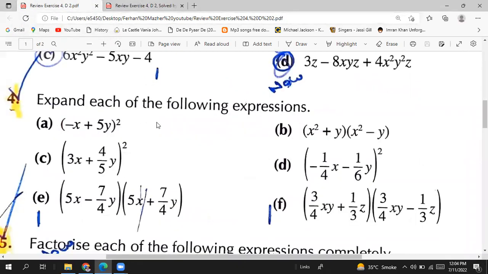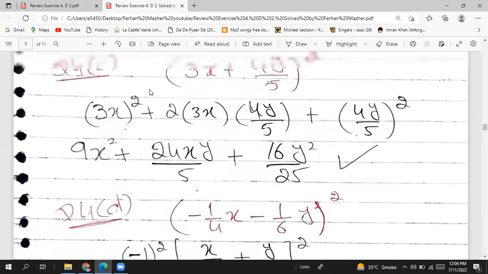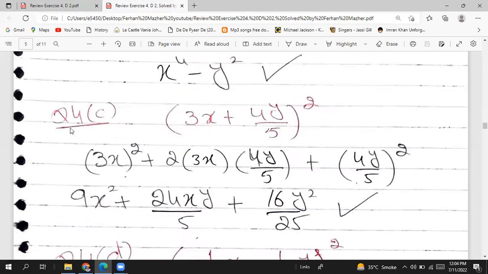Okay, so question number 4 is C part, 3x plus 4y by 5 whole square. Very simple and straightforward question. So this is like a plus b whole square, and that will be a square plus 2ab plus b square, square of the first term plus 2 into first term into second term plus square of the second term. So we will have 3x whole square plus 2 into 3x into 4y divided by 5 plus 4 by 5 whole square.